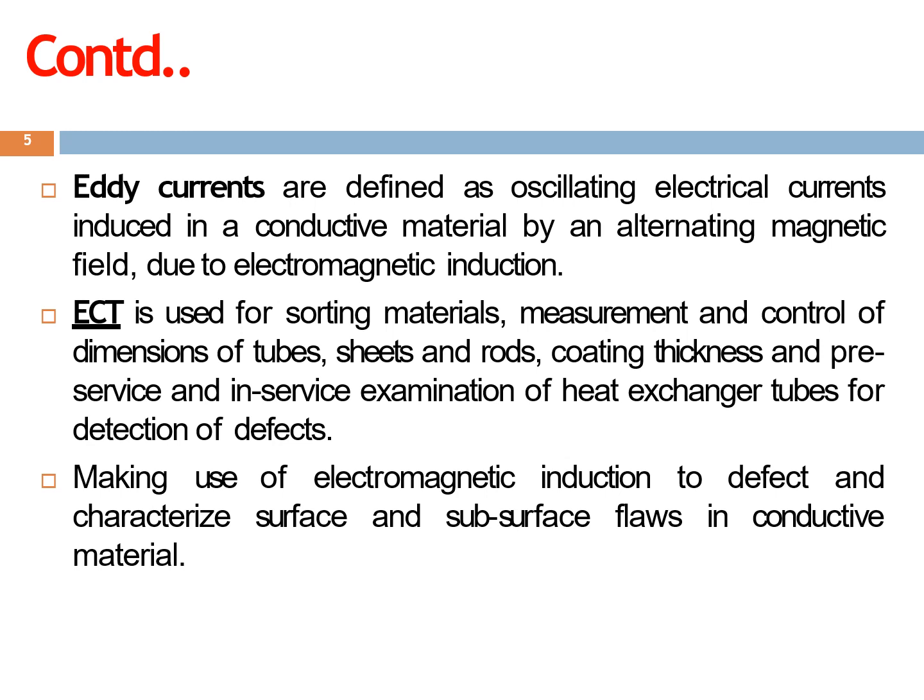Now, the eddy current testing method, as mentioned before, can be used for sorting materials. It can be used for measuring and controlling the dimensions of tubes, sheets, and rods, for controlling coating thickness, for pre-service and in-service examination of heat exchanger tubes, and also for detection of defects. The process makes use of electromagnetic induction to detect and characterize surface as well as subsurface flaws. So you can easily find surface cracks, flaws, or subsurface flaws by using this technique. But the issue associated with this is that we can use only conductive materials. Only highly conductive materials can be used for this testing process.